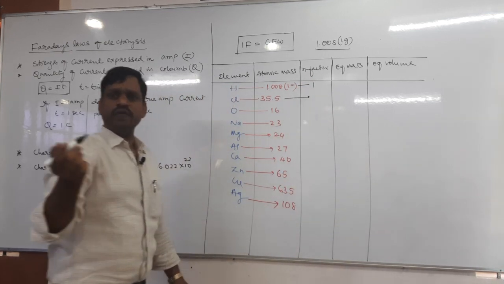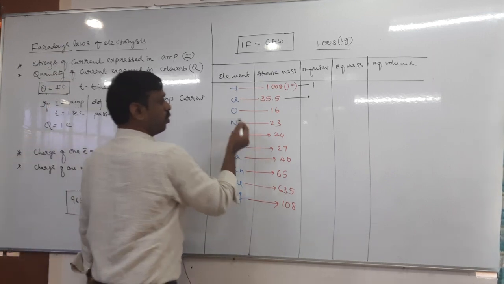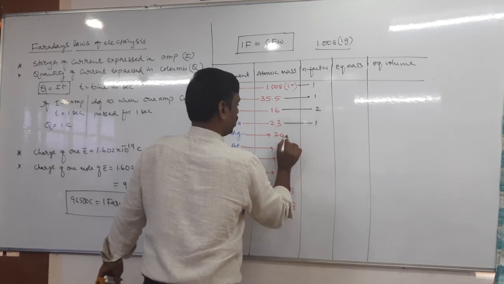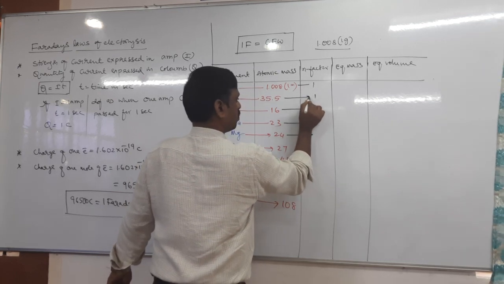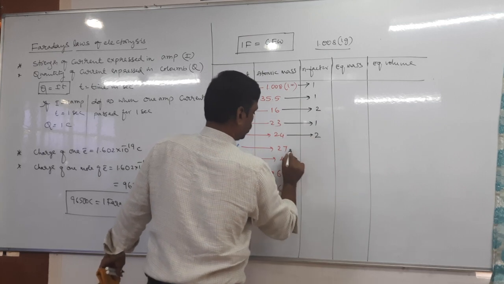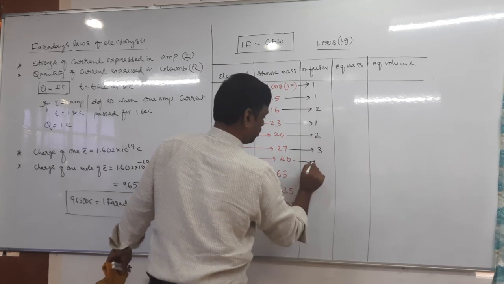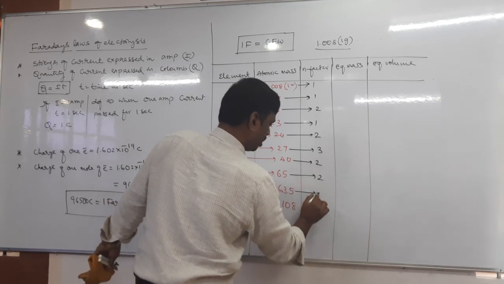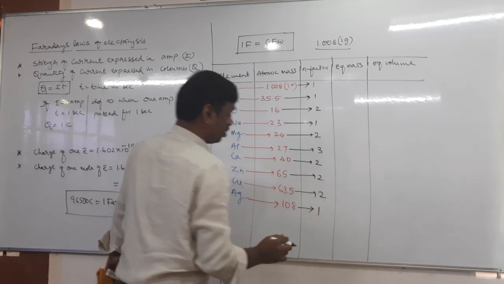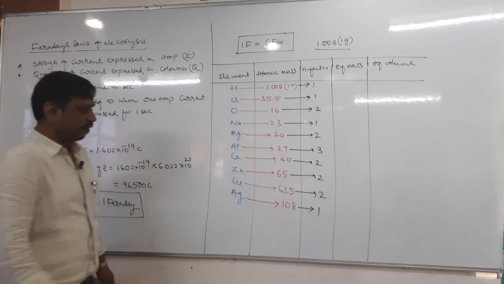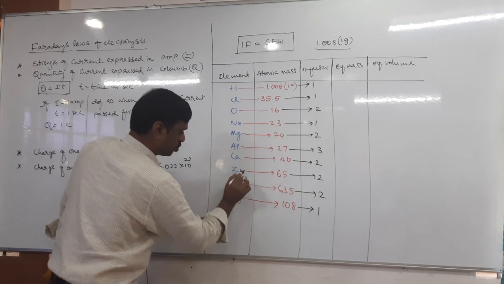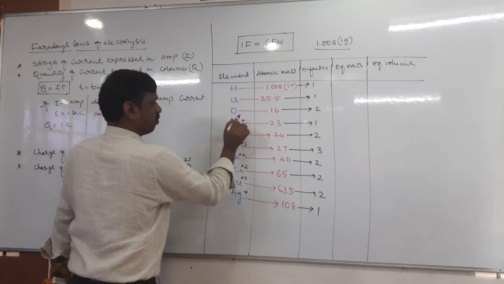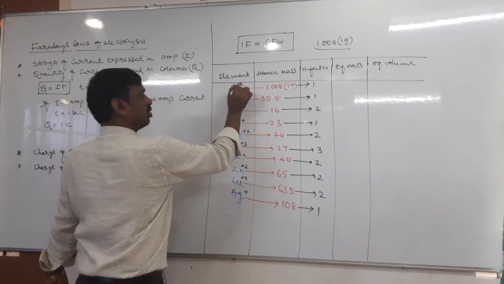N factor: hydrogen is 1. N factor is nothing but valency, it may be charge, right? Chlorine 1, oxygen 2, sodium 1, magnesium 2, aluminium 3, calcium 2, zinc 2, copper 2, and silver 1. Silver 1, Ag plus. It is plus 2, plus 2, plus 3, plus 2, minus 2, minus 1, and plus 1.